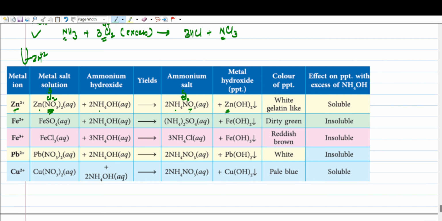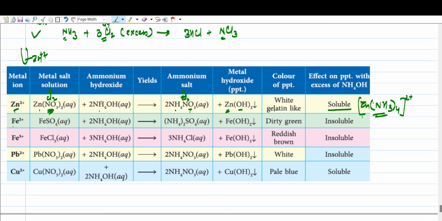So in that case, what do we do? We take ammonium hydroxide. On adding excess of ammonium hydroxide, this gelatinous white precipitate becomes soluble, due to formation of the zinc tetraamine complex. Because of formation of this complex, the zinc precipitate gets dissolved.